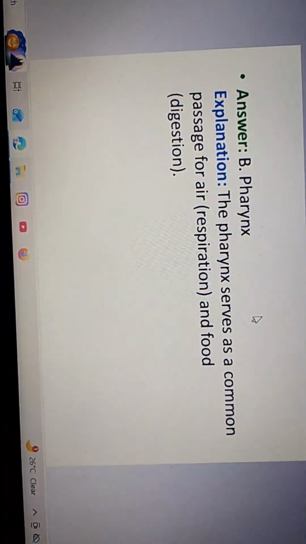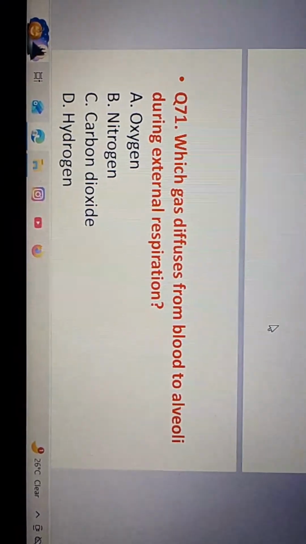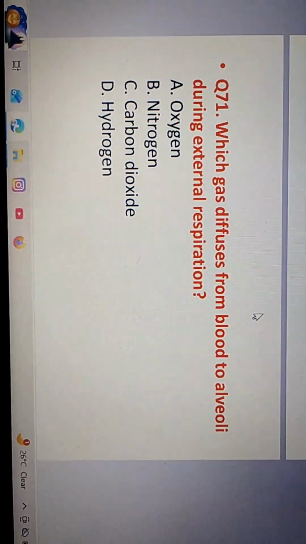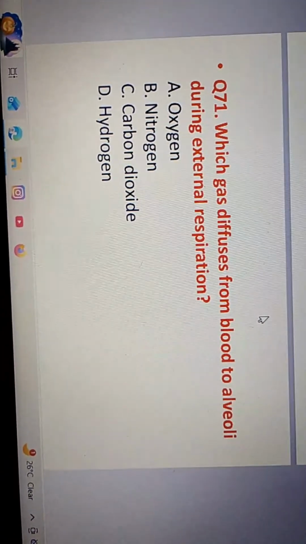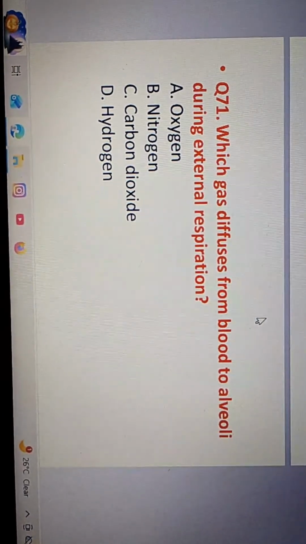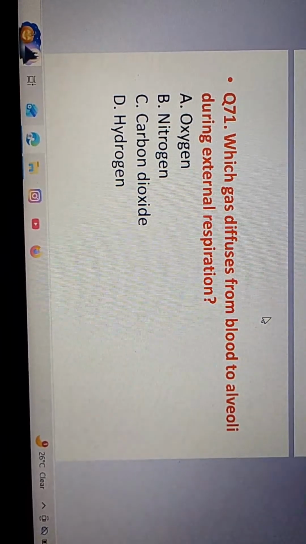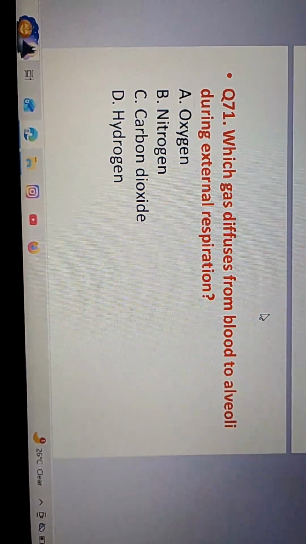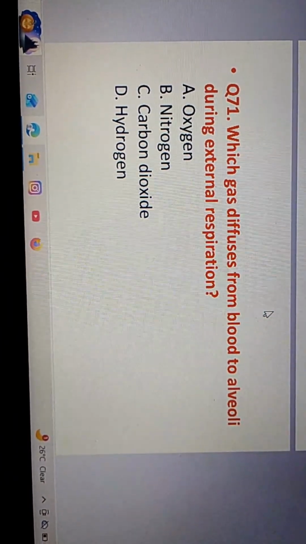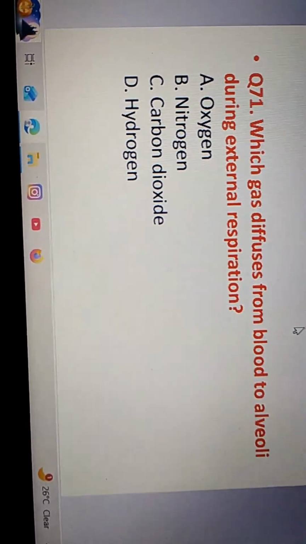The next question, which gas diffuses from blood to alveoli during external respiration? Option A oxygen, option B nitrogen, option C carbon dioxide, option D hydrogen.